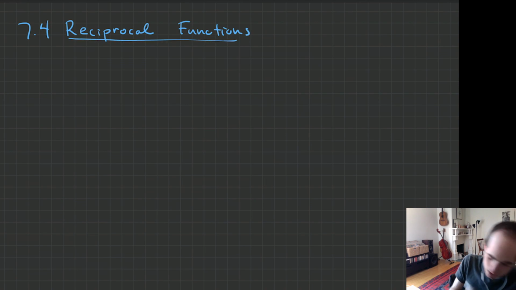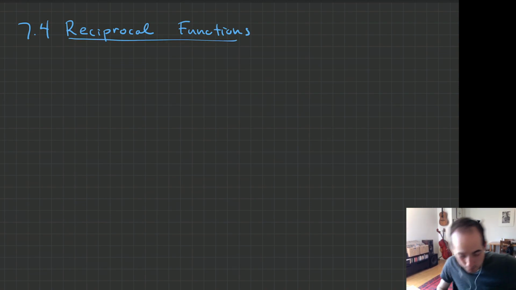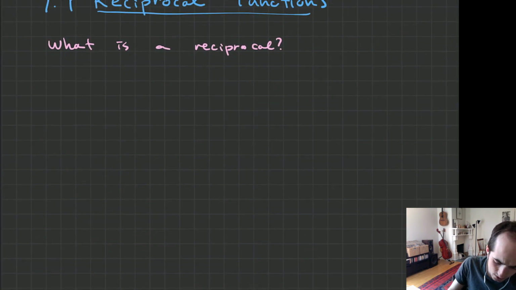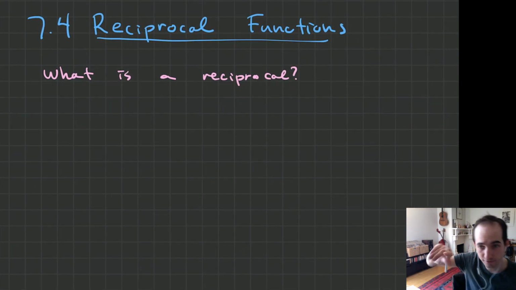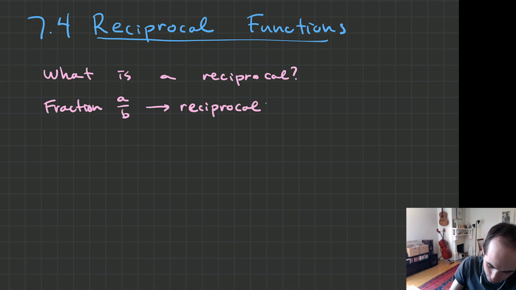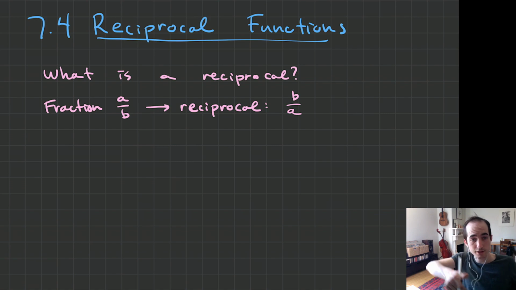Okay, so we're going to talk about reciprocal functions, and we're going to start by talking about what a reciprocal is. So what is a reciprocal? Well, the reciprocal of a fraction is just the fraction upside down. So for a fraction a over b, the reciprocal is b over a. Okay, so it's just where you flip the fraction upside down.